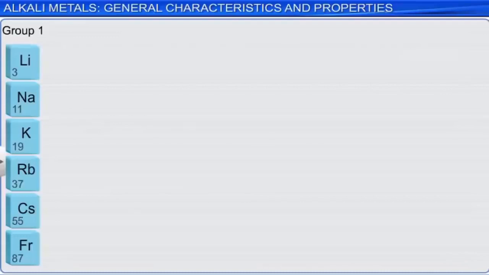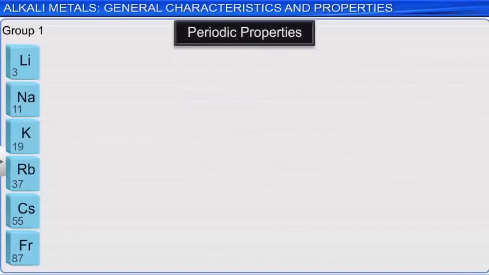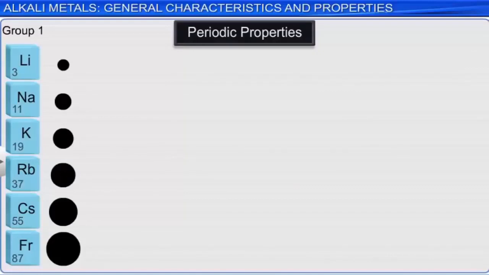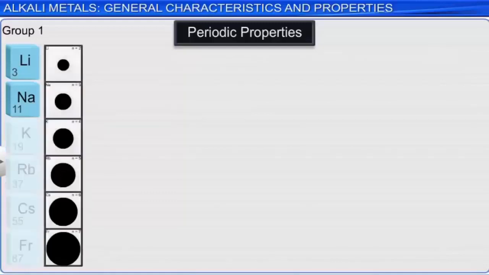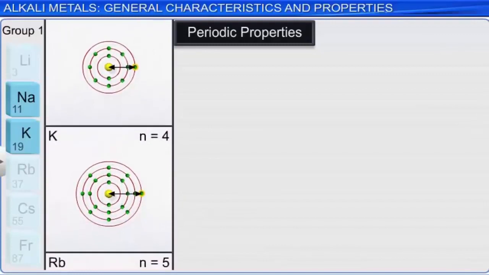Let's go on and review some periodic properties as they relate to alkali metals. As you consider the group 1 elements from top to bottom, atomic radius increases. This can be explained because as you move down the group, there is an increase in the number of shells and therefore the atomic radii increase.